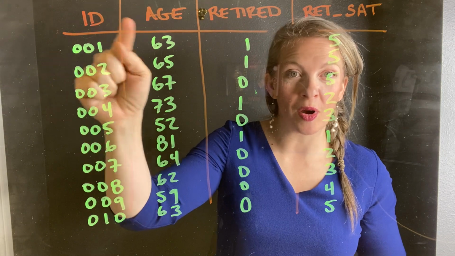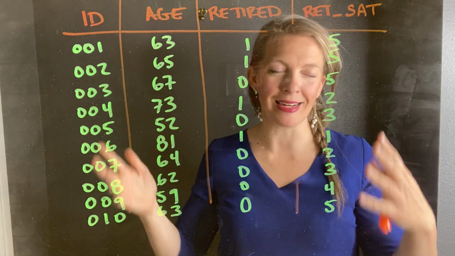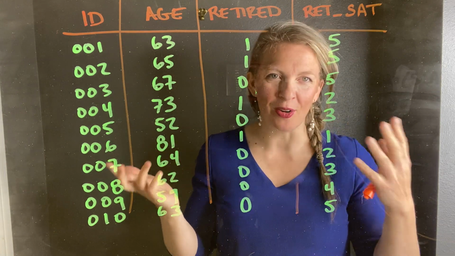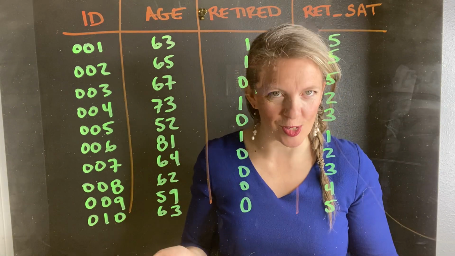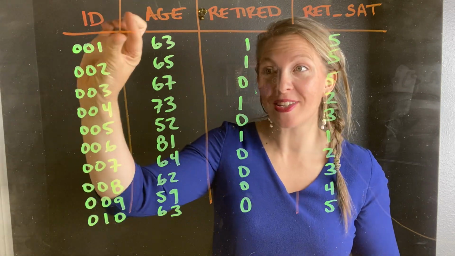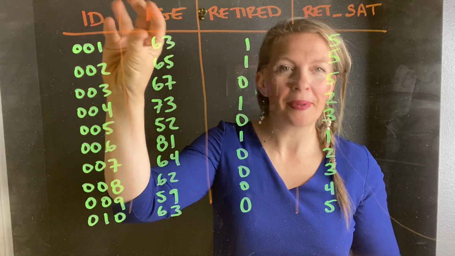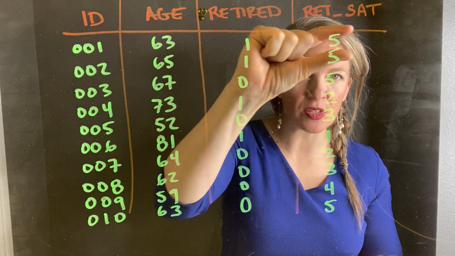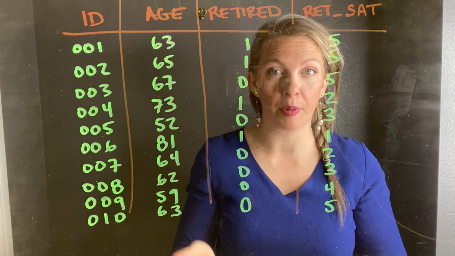So 001 here is a person. This person has a name, a phone number and an address, and if they're a US citizen, they probably have a social security number, all that sort of thing. But we don't have any of that information here. We just have an ID number for them. But this is a person, and so this row of information is going to be describing that one person.